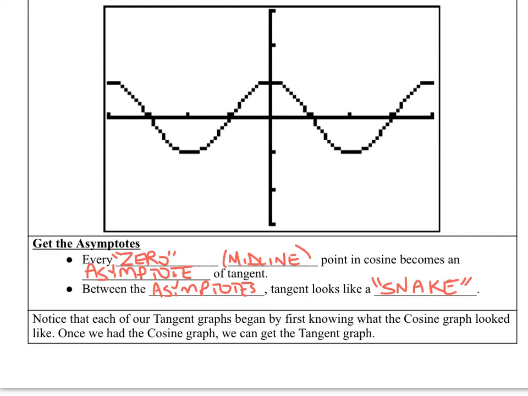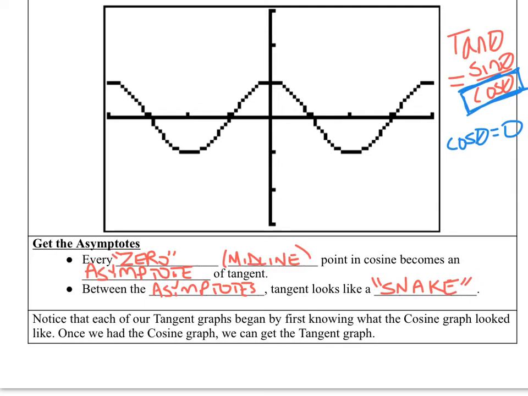Finally, we're going to look at the graphs of tangent and cotangent. What we want to remember about tangent and cotangent is that they're ratios of sine and cosine. So tangent is the ratio of sine over cosine. And so just like secant and cosecant, there are going to be times that tangent and cotangent are undefined, and we're going to get vertical asymptotes. For tangent, that happens when cosine equals 0.